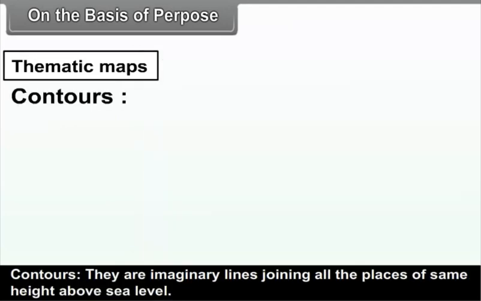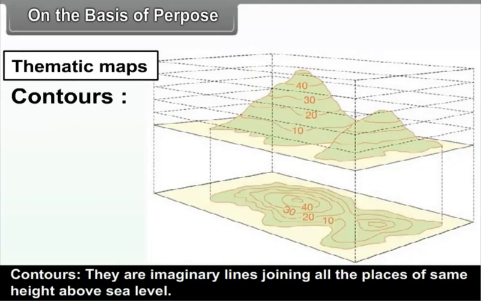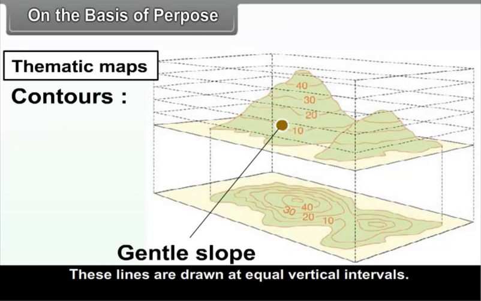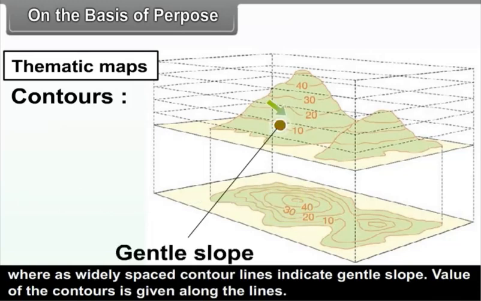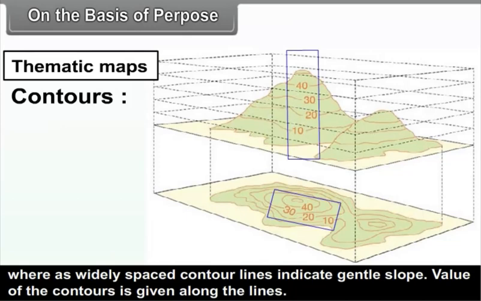Contours. These are imaginary lines joining all the places of same height above sea level. These lines are drawn at equal vertical intervals. If these contour lines are spaced close to each other, they represent a steep slope, whereas widely spaced contour lines indicate gentle slope. Value of the contours is given along the lines.